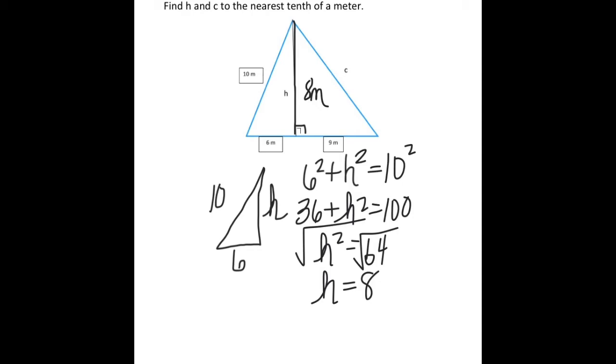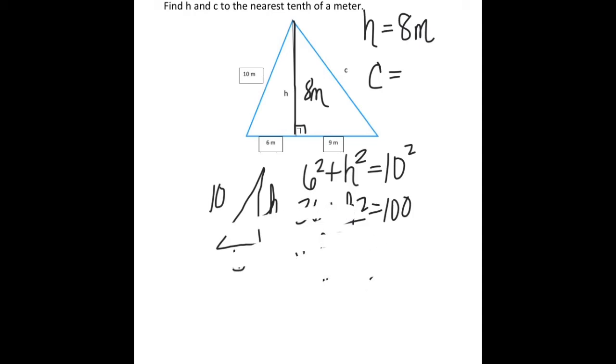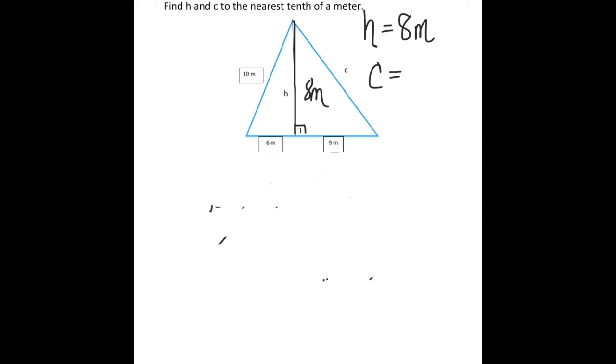All right, now I have to find c. So I know that h is 8 meters. To find c, I need to give myself some more workspace here. Let's erase all of this. So c is the hypotenuse of the right side of this triangle. I'm going to draw it again just so you can see the image. So now we're focused on this piece, 8, 9, and I'm trying to find c.